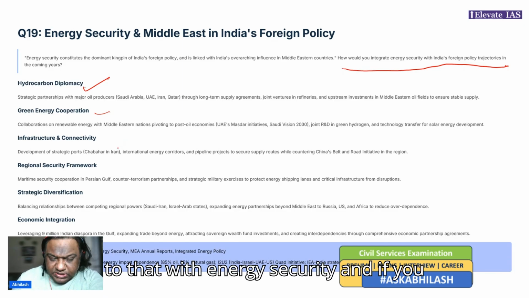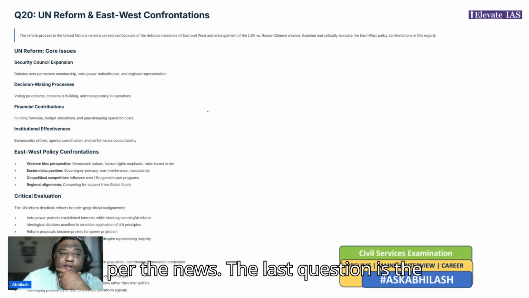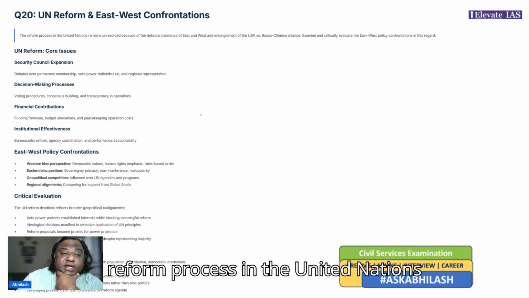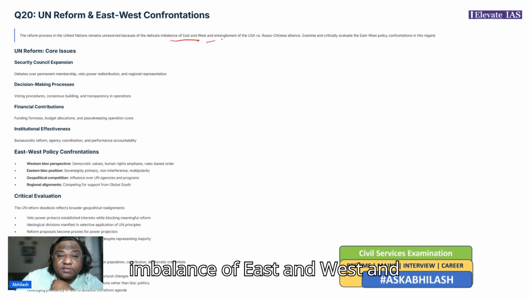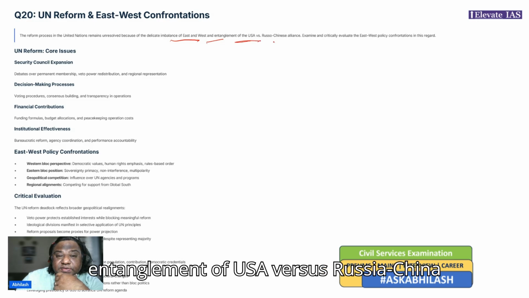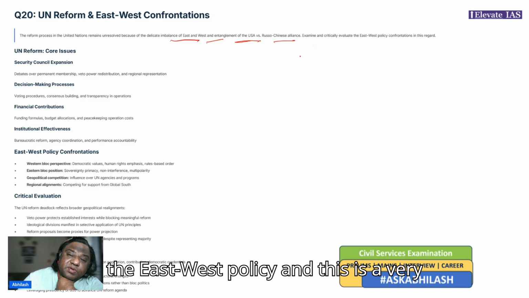So that's with energy security, and if you have any more data on that, you can put as per the news. The last question is: the reform process in United Nations remains unresolved because of the delicate imbalance of East and West and entanglement of USA versus Russia-China alliance. Examine and critically evaluate the East-West policy.